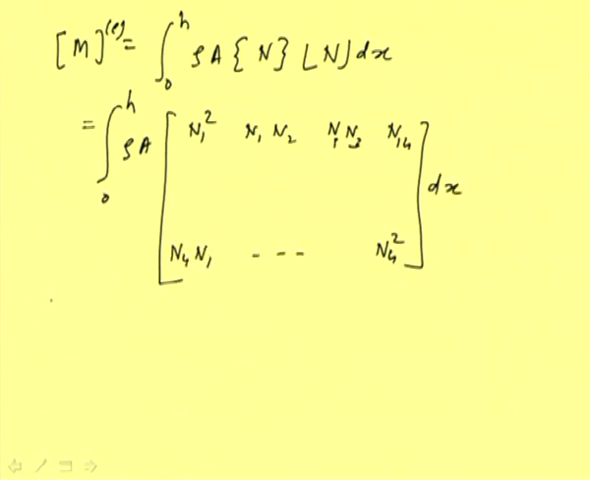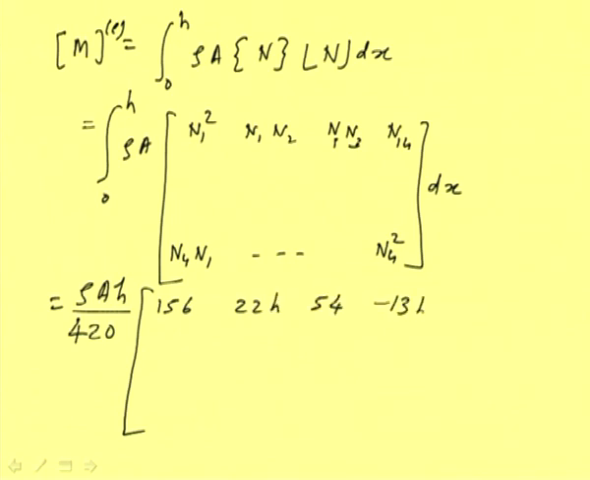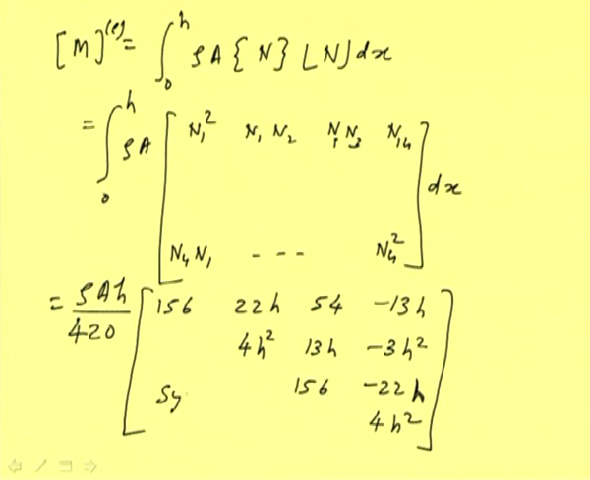And if we integrate this, we will get rho A H by 420, 156, 22H, 54, minus 13H. In this also it is symmetric, so I am writing one half of the matrix. This is H, 4H square, the symmetric matrix. So this is the elemental mass matrix.